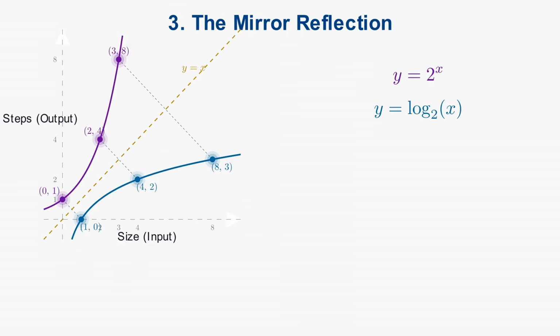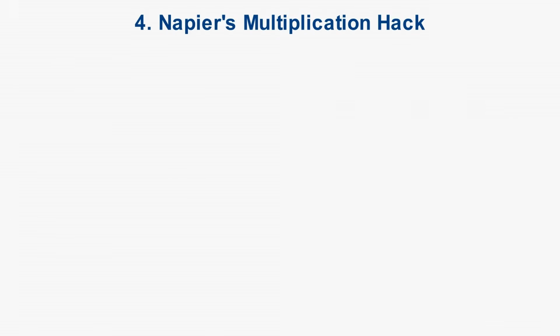The horizontal axis of steps and the vertical axis of size trade places. The resulting curve is the logarithm. It grows incredibly slowly, compressing the horizontal axis just like our eyes and ears compress light and sound. That diagonal line is the mirror, and the log is just the reflected twin of the exponential. This mirror has a superpower. It converts multiplication into addition.